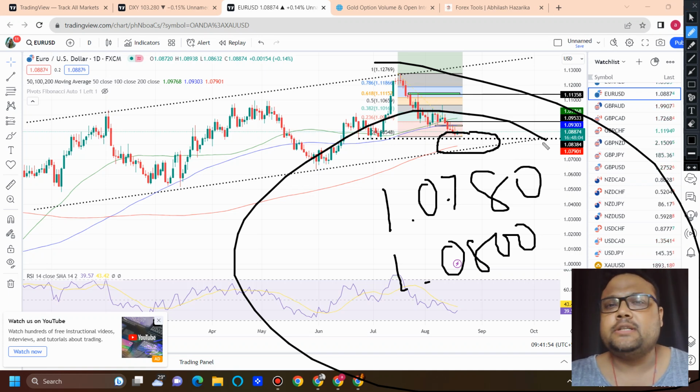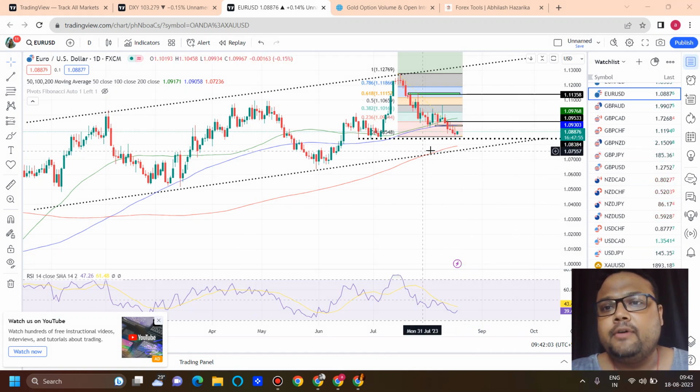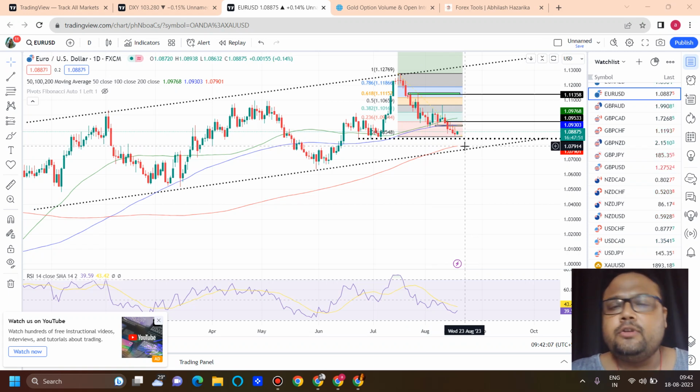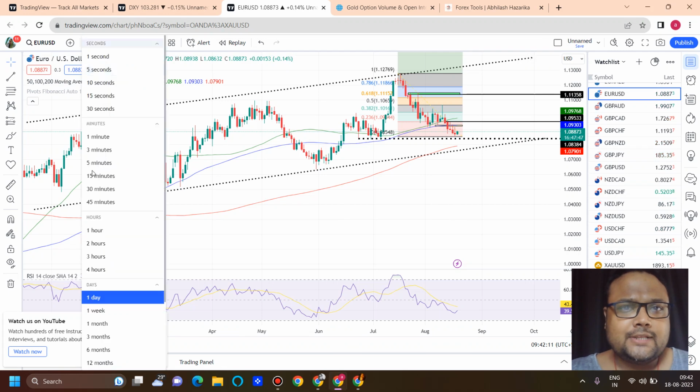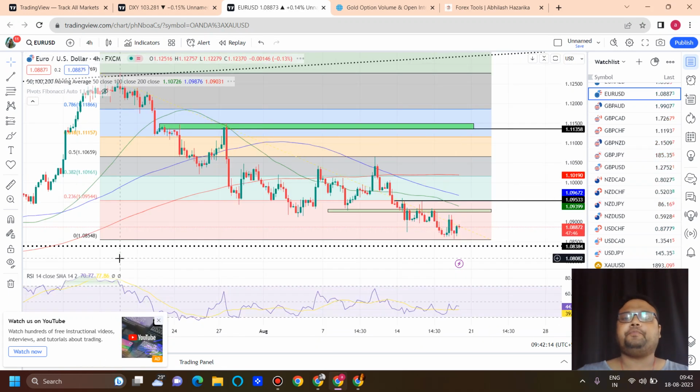1.0780, 1.0800. You can draw a trend line like this so that you can understand what I'm talking about. And you can also see, in addition to the trend line, we also have the 200 moving average around the same area, which will be acting as the dynamic support for the market as well. Clear? Now let's look at the 4 hours time frame.